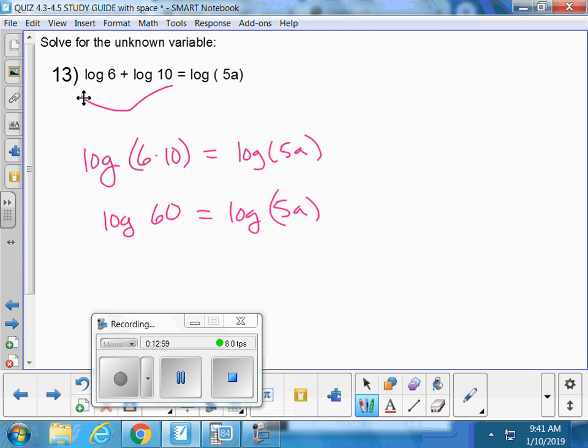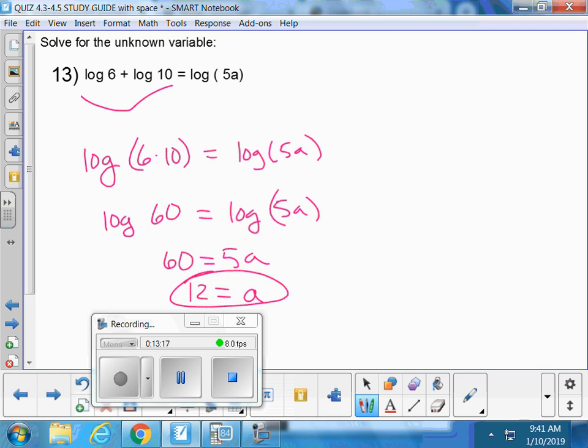Now at this point, you got to use your thinking brain to just kind of draw a logical conclusion. If you have that log 60 equals log 5a, you can conclude that 60 has to equal 5a. And you can just divide both sides by 5. 12.